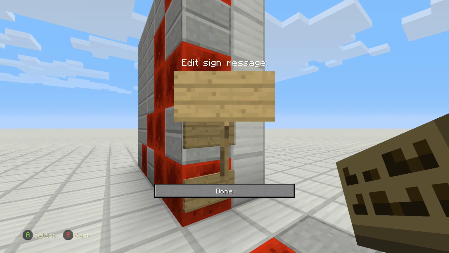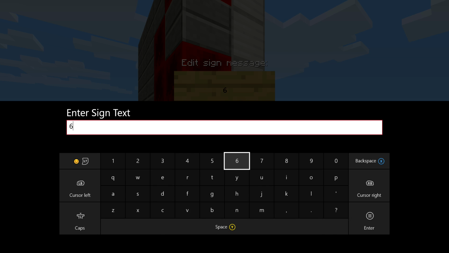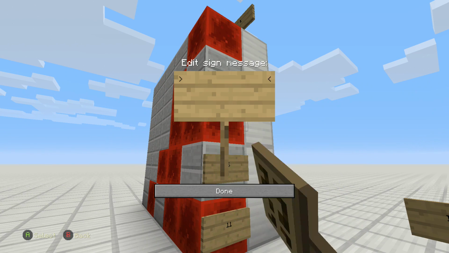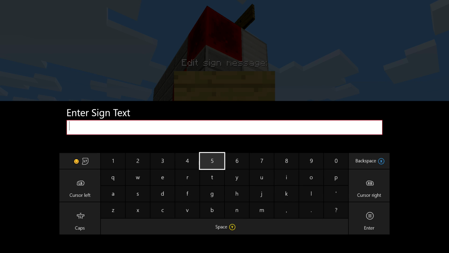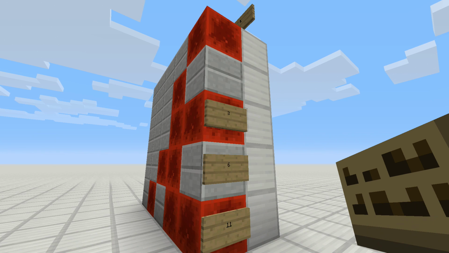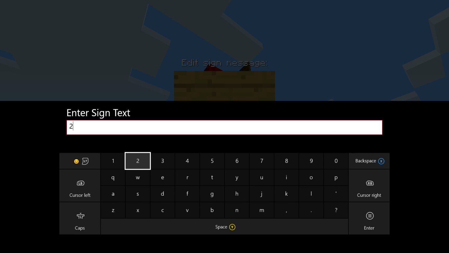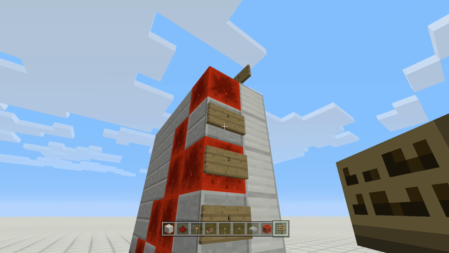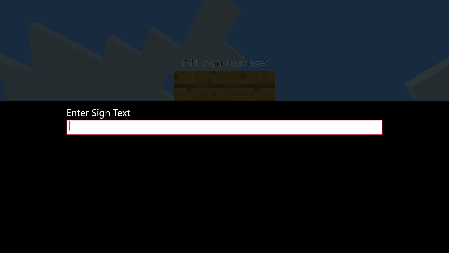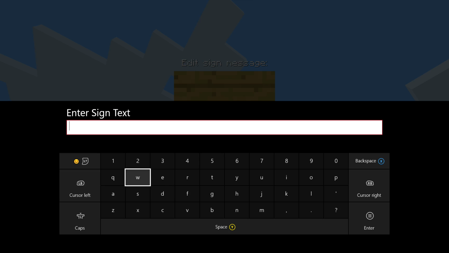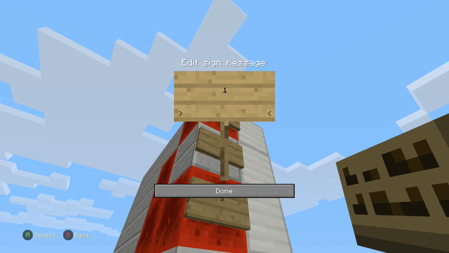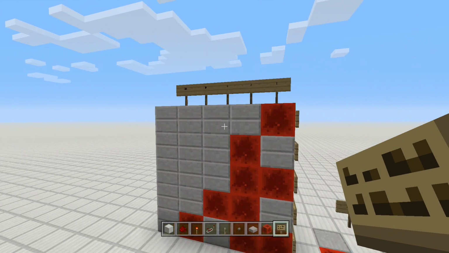This is 6. This is a 3. This is a 2. I don't know why I just didn't press the enter button. And this is a 1. So this is basically binary.